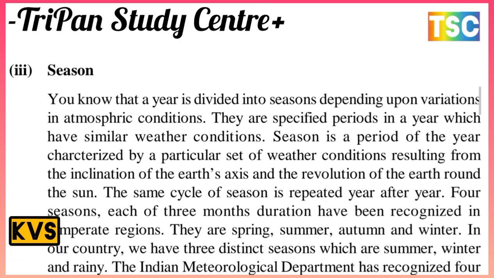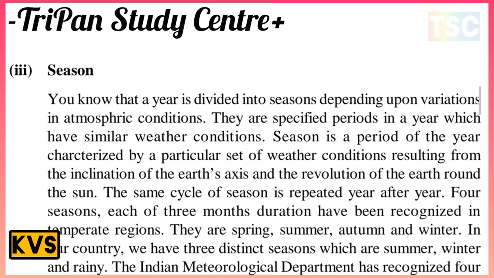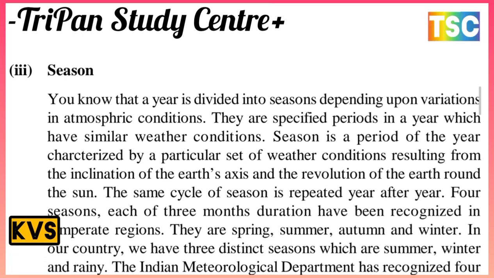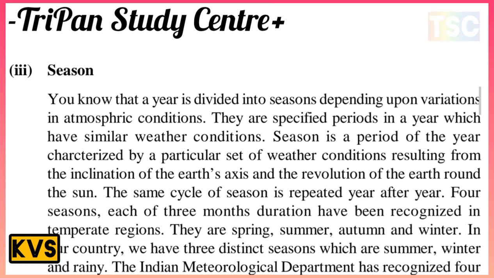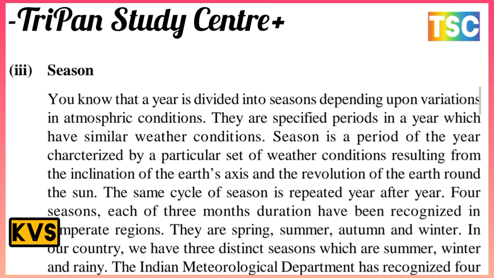A season is a period of the year characterized by a particular set of weather conditions resulting from the inclination of the earth's axis and the revolution of the earth around the sun. The same cycle of seasons is repeated year after year.